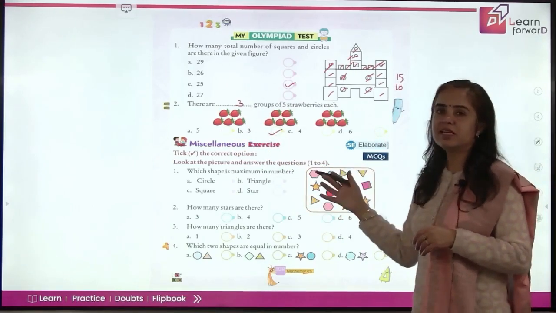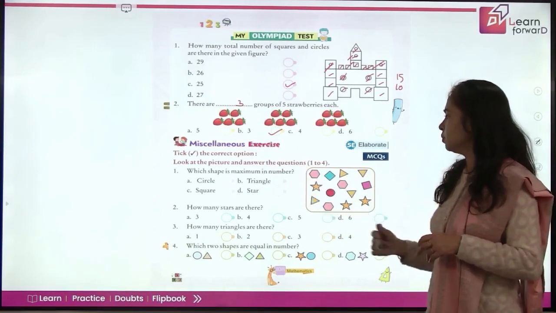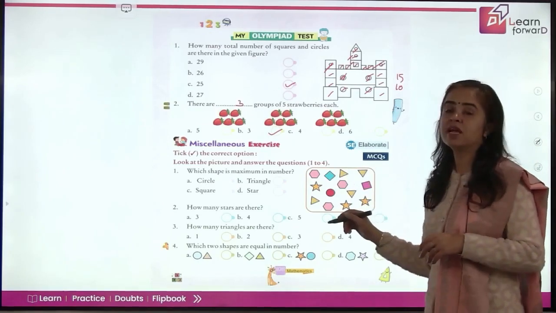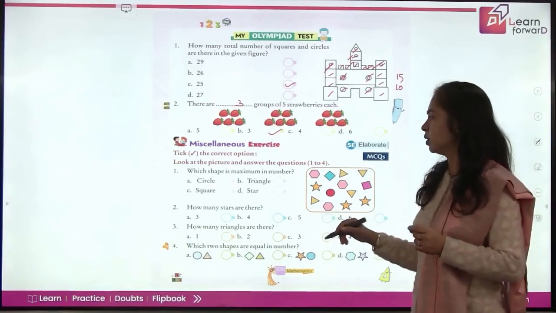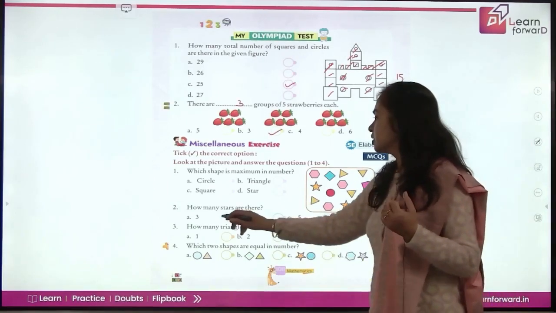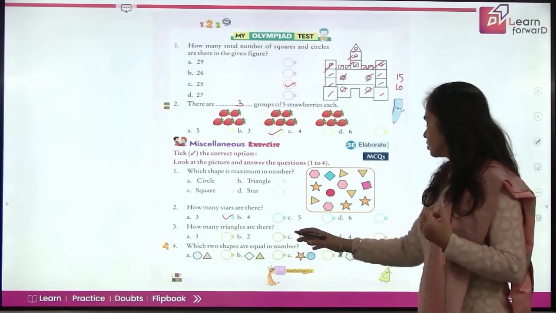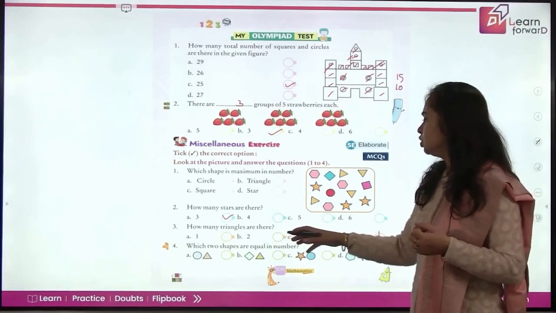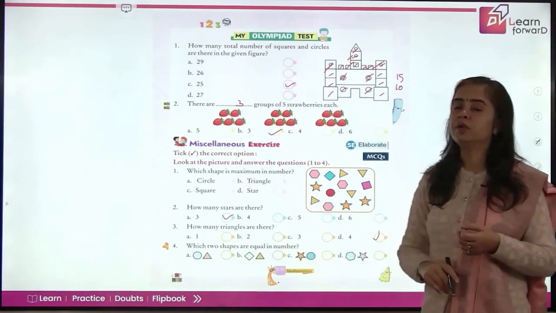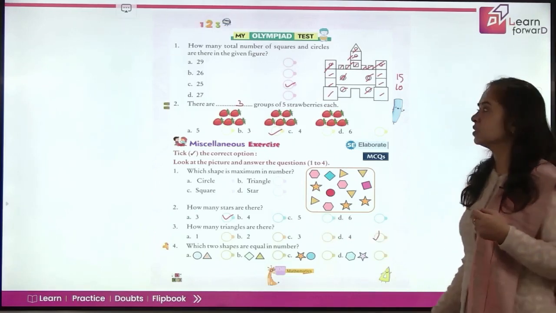Next, miscellaneous exercise for you. Look at the picture and answer the questions. Which shape is maximum in number? So what you will have to do, children, is count each of the shapes and see which has the biggest number. How many stars are there? Yes, 3 stars are there. How many triangles are there? Perfect, 4 triangles. Which two shapes are equal in number? So when you write the number here, you will know which two shapes have the same number. You will be ticking that answer.